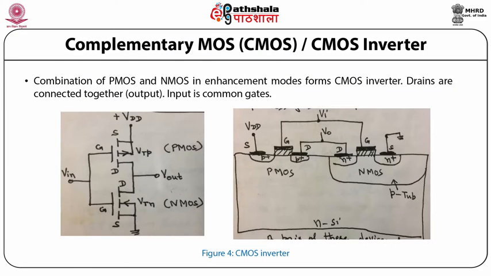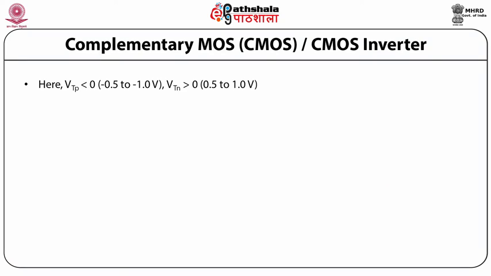Complementary MOS or CMOS inverter. The combination of PMOS and NMOS in enhancement modes forms a CMOS inverter. Drains are connected together at the output. Input is a common gate. So this figure shows the schematic and the circuit of a CMOS inverter. Now here VTP is less than 0, that is between minus 0.5 to minus 1 volts. VTN is greater than 0, 0.5 to 1 volts.